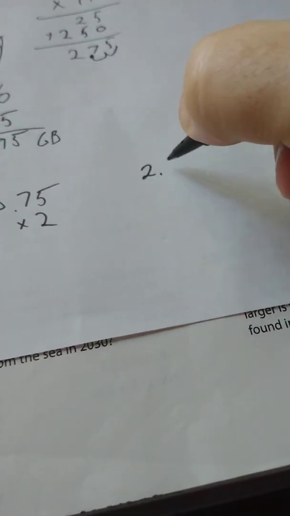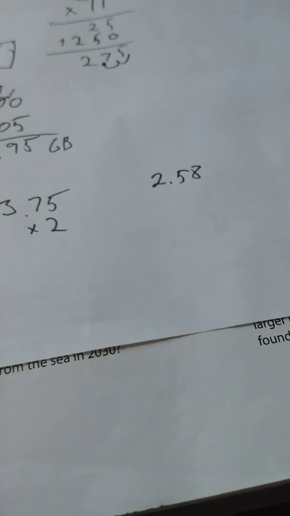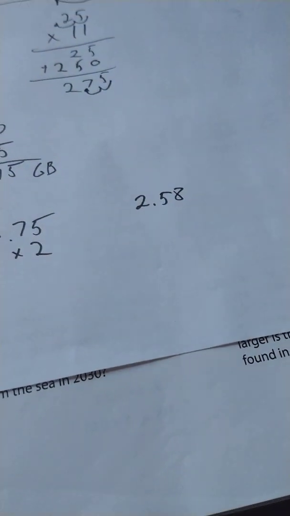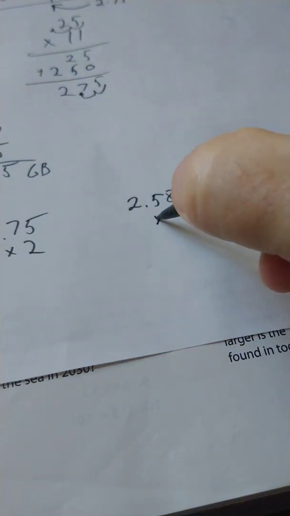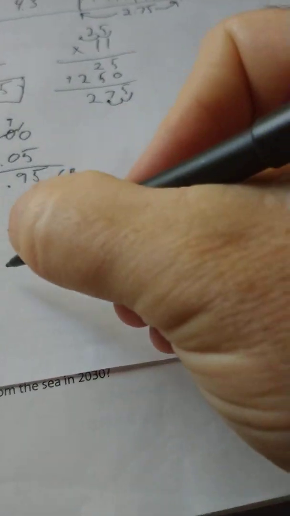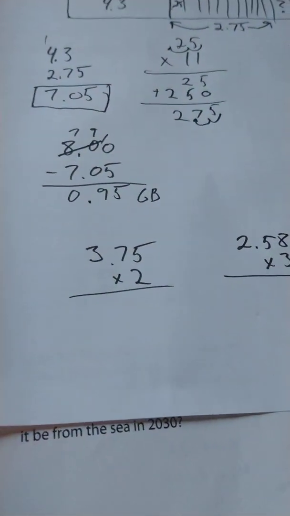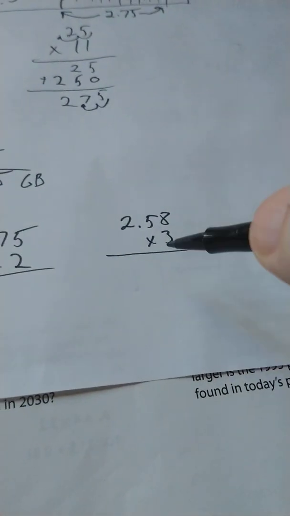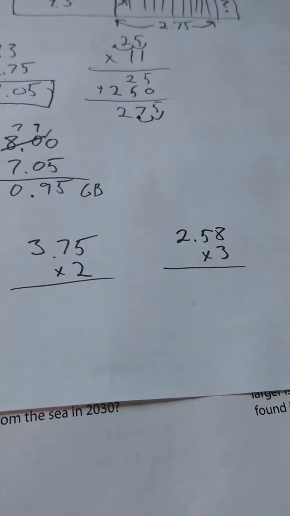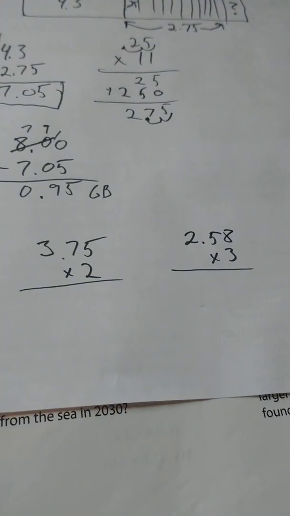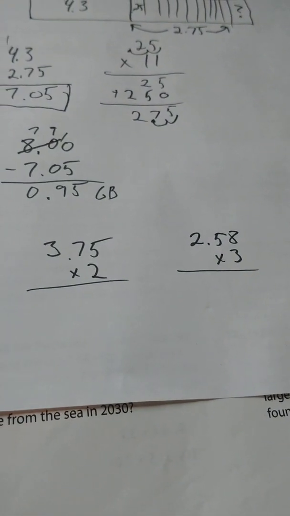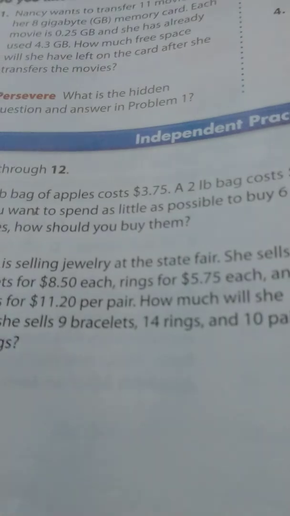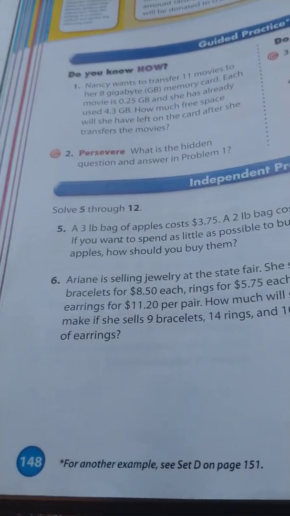Your other option is you can buy the 2-pound bag. The 2-pound bag costs $2.58. How many 2-pound bags will you need to make 6 pounds? You're going to need 3 of those. So you've got to multiply those out. You're going to do this times that, get your answer, this times that, get your answer, and then just basically tell me which one is the cheapest. Easy? Easy. Let's take a look at number 6, and then I'll let you guys loose.